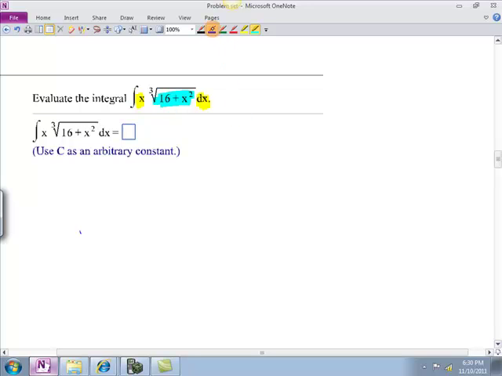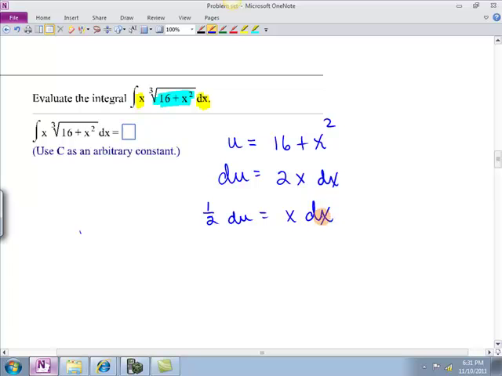Let's let u be 16 plus x squared. So what's du? 2x dx. So you look back at your original problem. I have x dx, which is great. I don't have the 2. Divide it. And so now I've got what I need. Everything has to be accounted for. Okay? So now rewrite your problem.